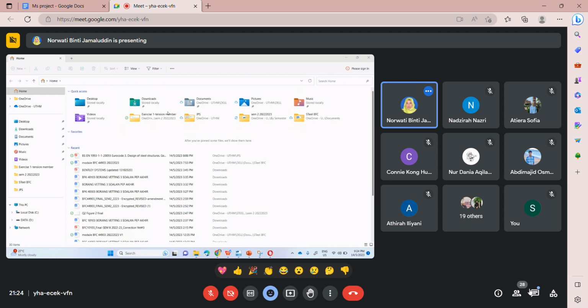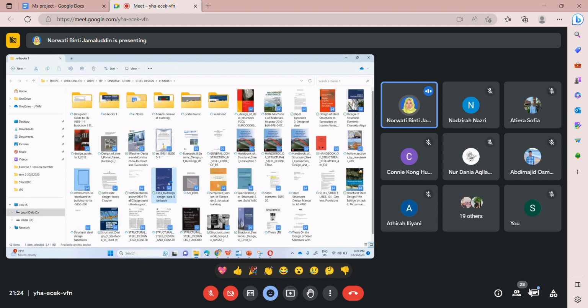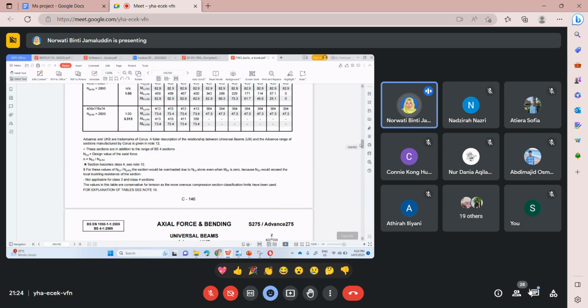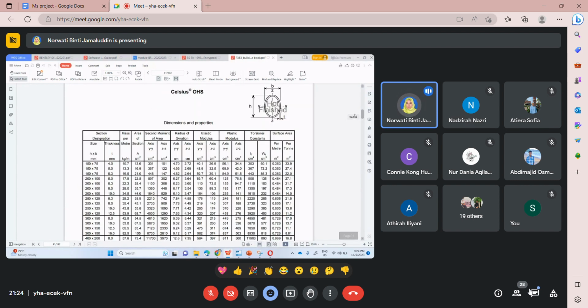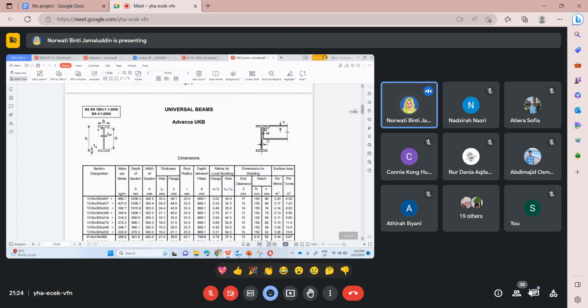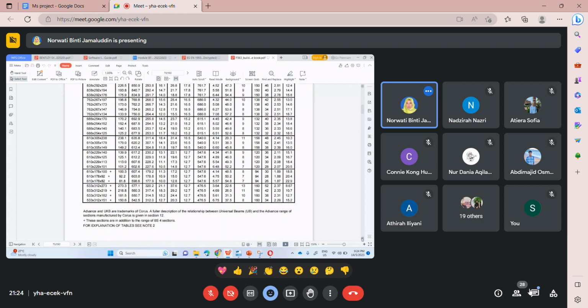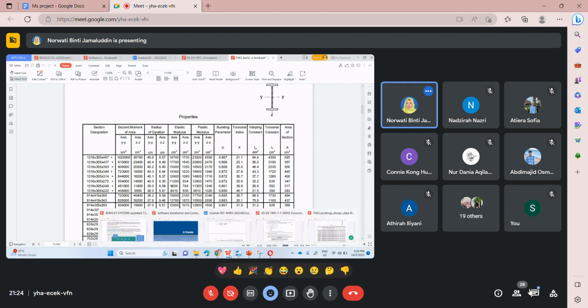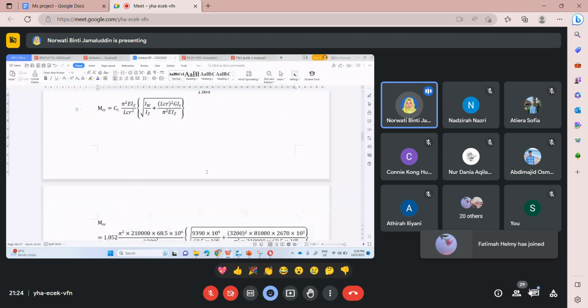Okay. I just want to show you what is IZ, IT. All the parameters you can directly get from this table. This is IT. This is IW. This is W. This is Isaac. Isaac is here. All you can get from this table.